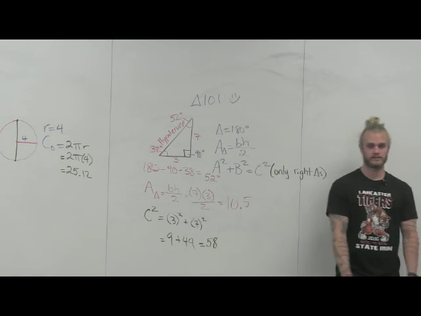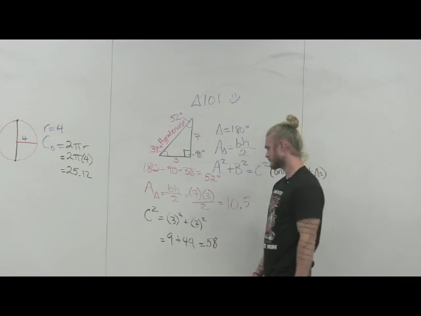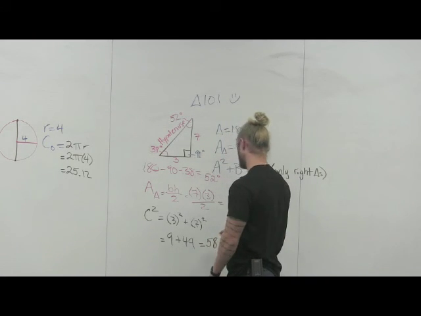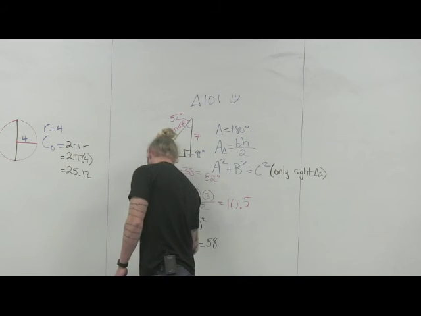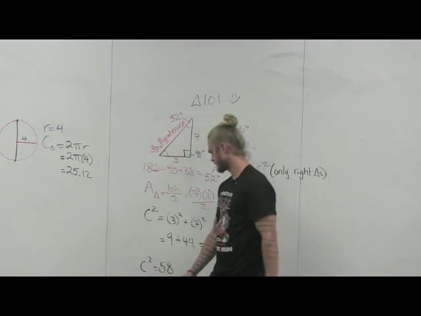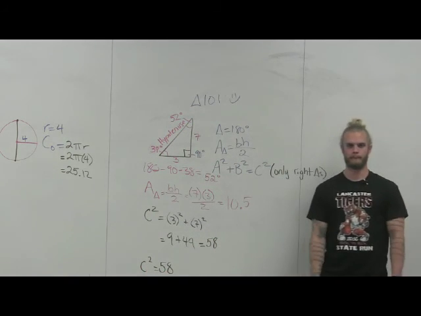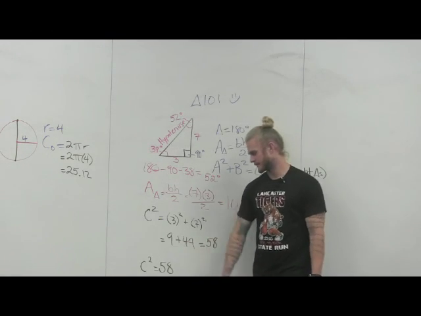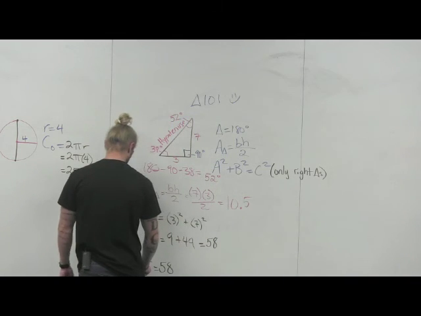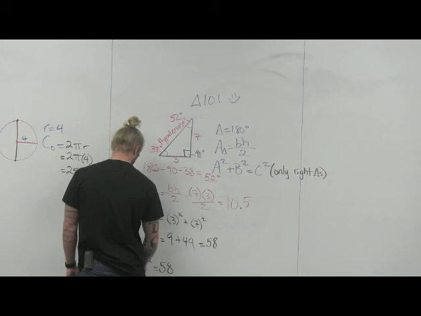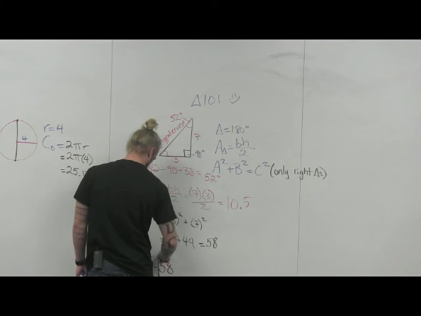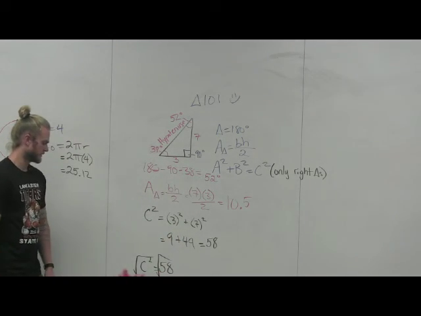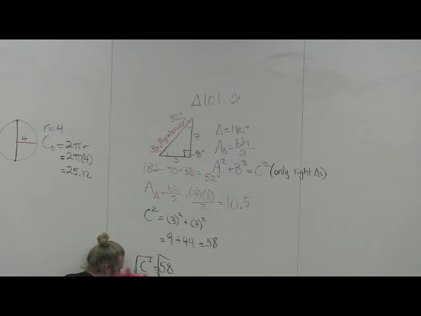That was an extended period. That wasn't a question mark at the end of that statement. So now I got C squared is equal to 58. What do I do now? I got to get rid of this square, so the only way to do that is to take the square root of this side and to take the square root of that side. So I now know that C is equal to radical 58.